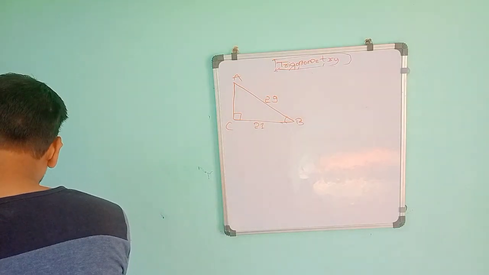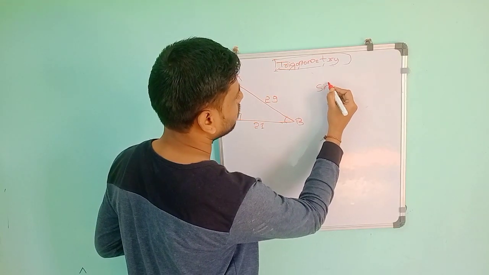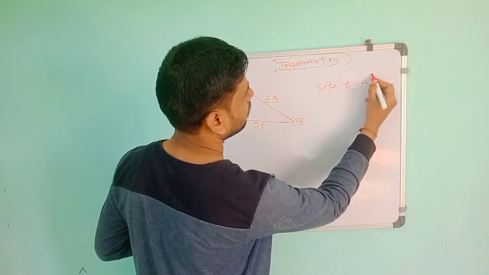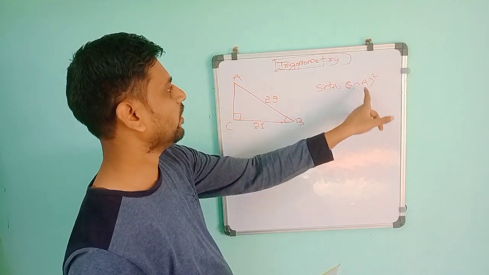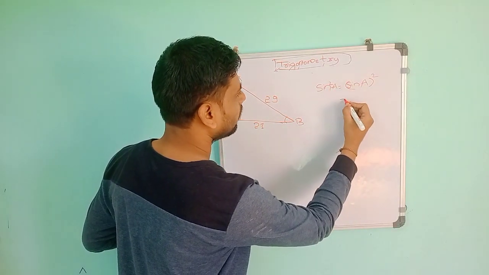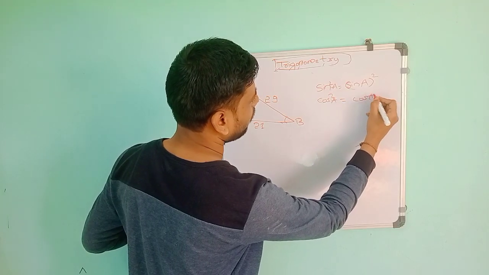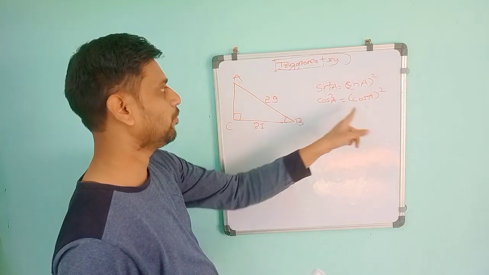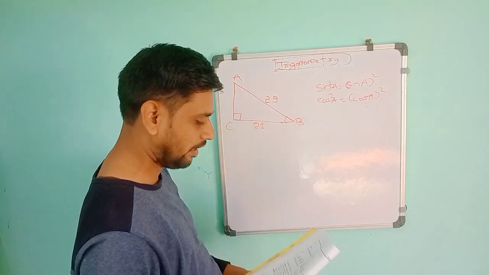Before that, I will explain the notation. Sin square A is written as sin A whole square. So if we write sin A into sin A, it becomes sin square A. If you take cos square A like that, this will be cos A whole square, because cos A into cos A is cos square A, and sin A into sin A is sin square A.